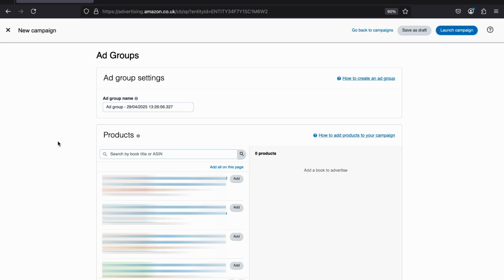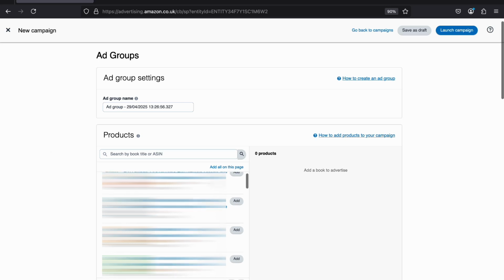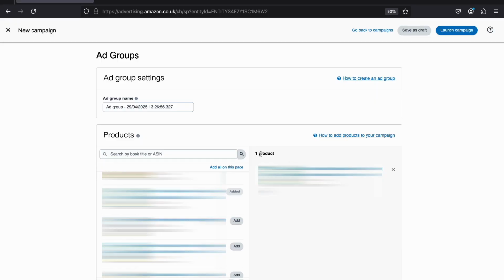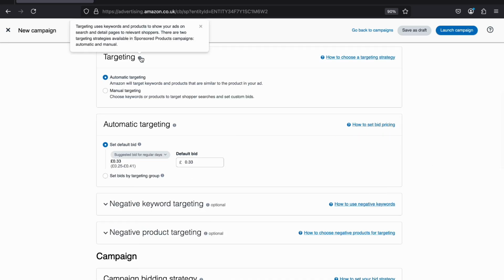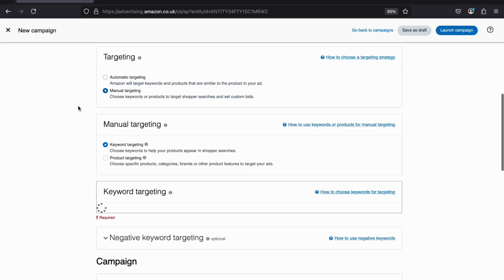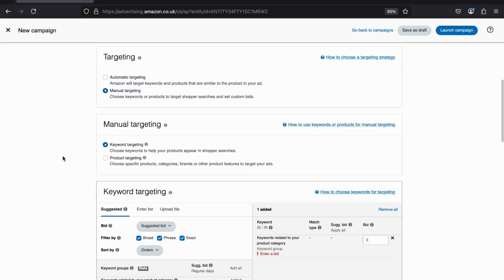Then you want to choose the product you specifically want to advertise. I have blurred these out because I don't want to give away the books that I'm selling, because people unfortunately will just copy them, which is a bit of a shame. Once you've selected what book you want to advertise, it will say one product here and show you the book that you're advertising. Then simply scroll down, and this is where you choose the different targeting that you want to do. Again, like I said at the start of this video, automatic targeting or manual targeting. These things below will change based on the type of targeting you want.